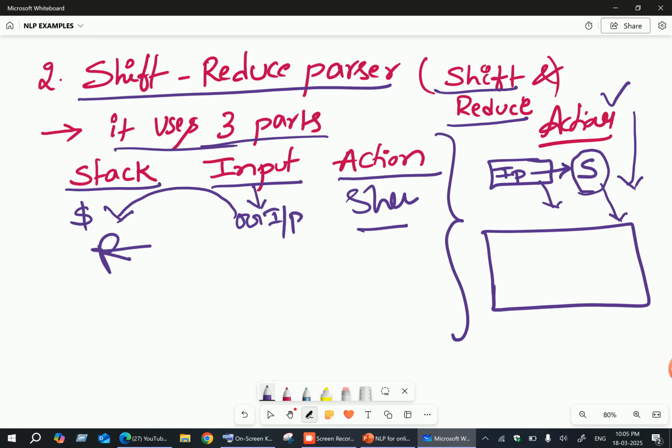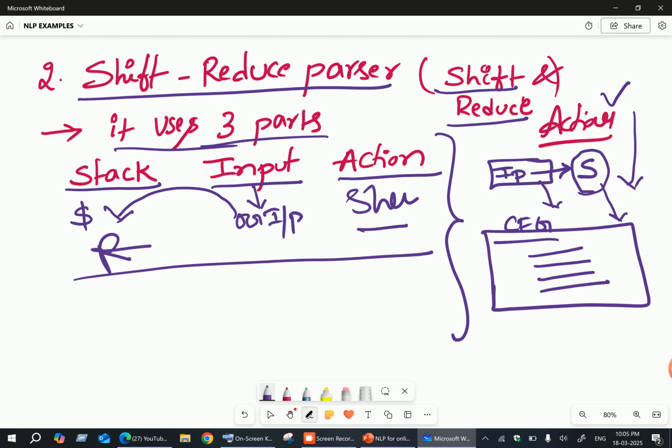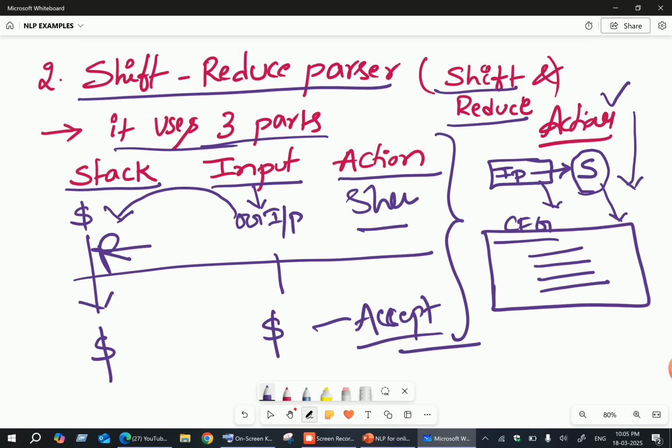They will provide in the question itself some production rules, that is, the context free grammar production rules. Based on this grammar we will perform these tasks. Finally our input string will be reduced to the dollar symbol, which makes us accept that our sentence is grammatically and syntactically correct. So this is the procedure of the shift reduce parsing algorithm.